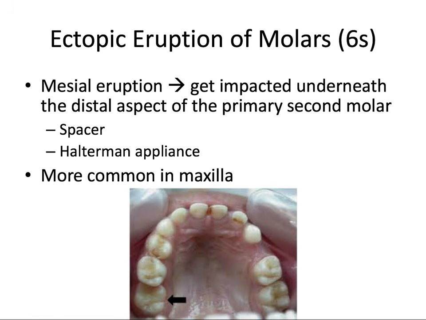And we can have ectopic eruption of molars, specifically those permanent first molars. Mesial eruption of the permanent first molars is extraordinarily common, and it's something that we definitely can intervene with and help out. These molars, especially the maxillary first molars, like to get impacted underneath the distal aspect of the primary second molar. You can see this tooth right here is getting caught underneath this primary second molar.